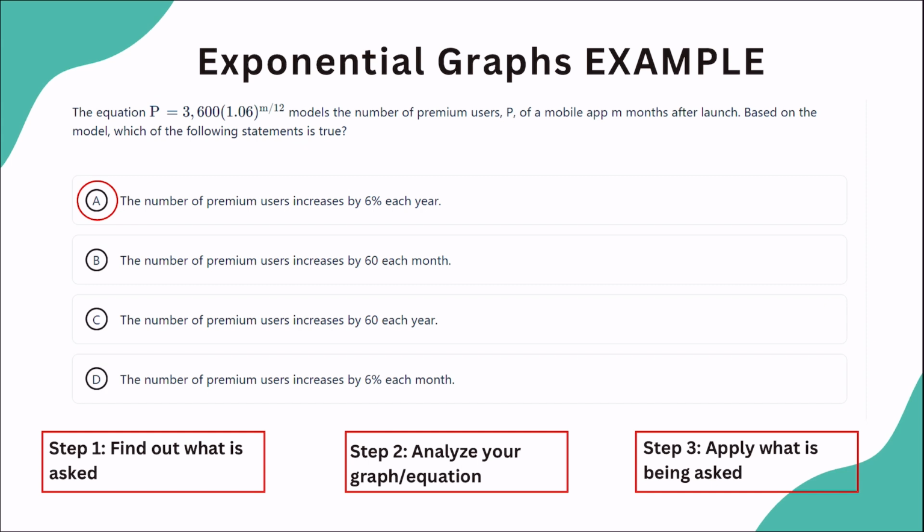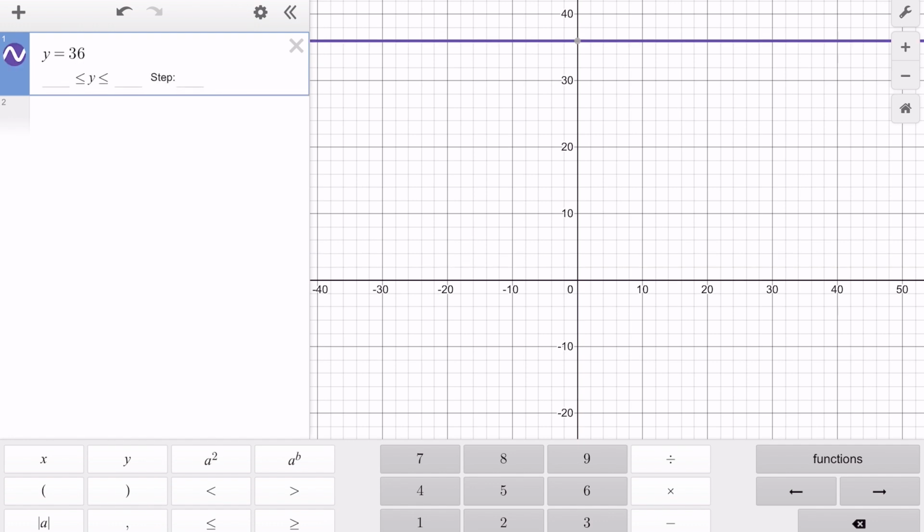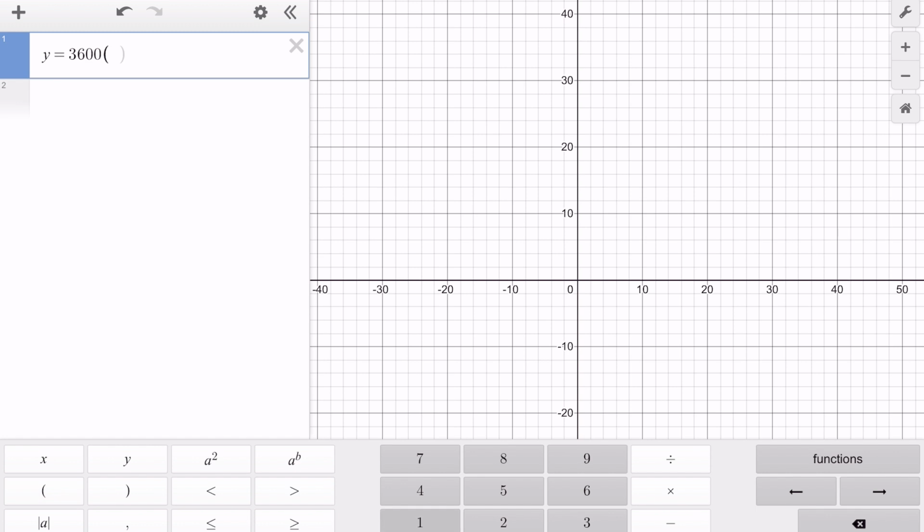Now let's look in Desmos to see if this could have helped us. So here in Desmos, I'm going to type in our equation, and I'm going to use x's and y's because Desmos wants you to use x's and y's, or it's not going to understand your equation. So always transfer to x's and y's when you're in Desmos. So 3,600 times 1.06, and this is going to be to the power of x divided by 12.